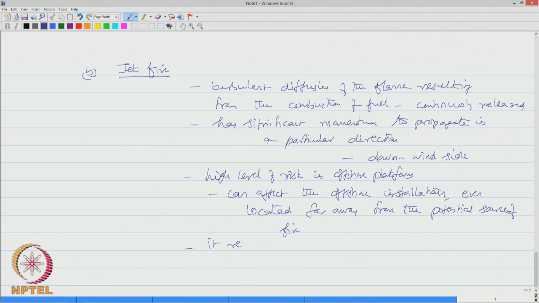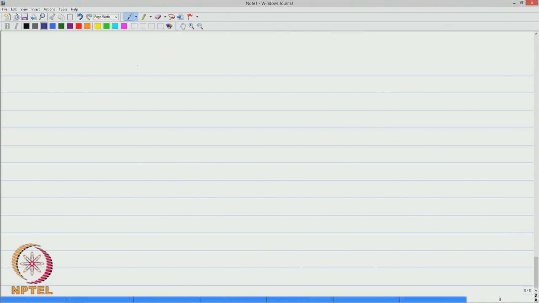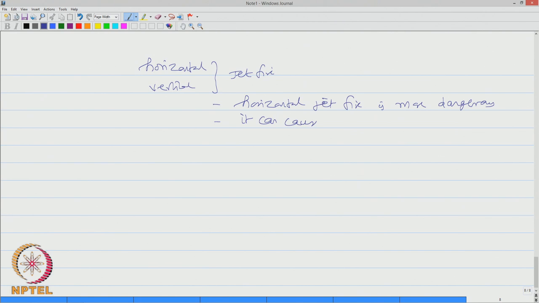It releases gases to two-phase crude oil. There are two types of jet fire: horizontal jet fire and vertical jet fire, out of which the horizontal jet fire is more catastrophic, because it can cause damage on the downwind side extensively.